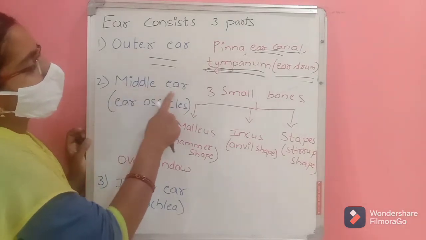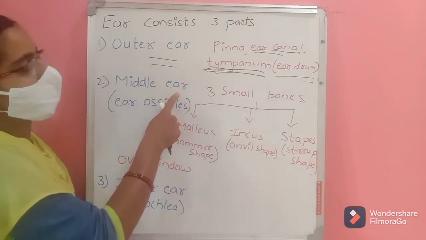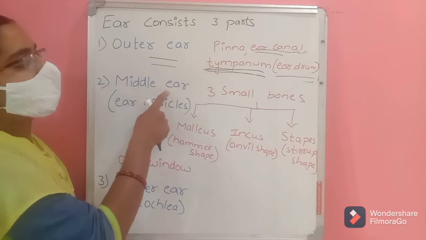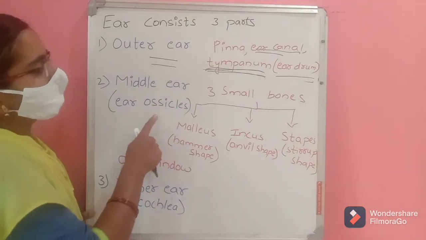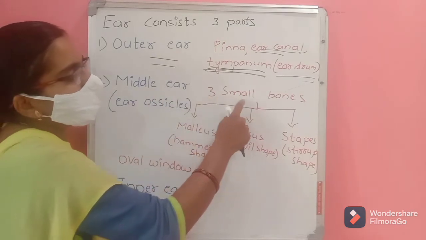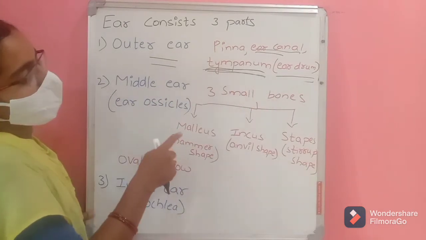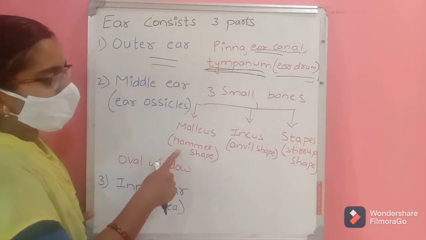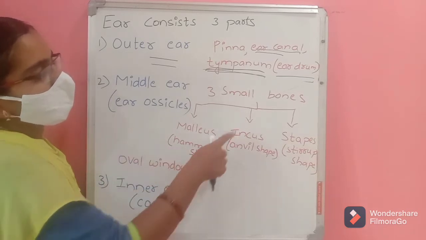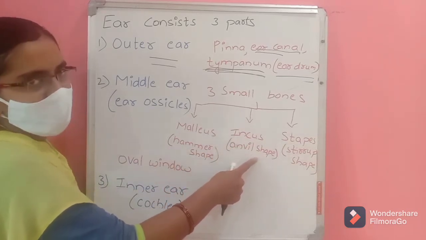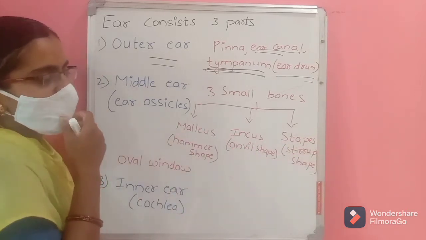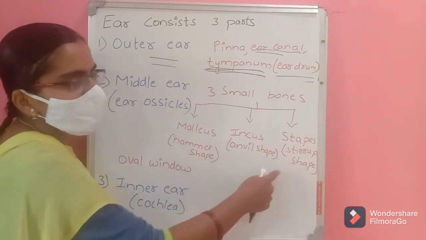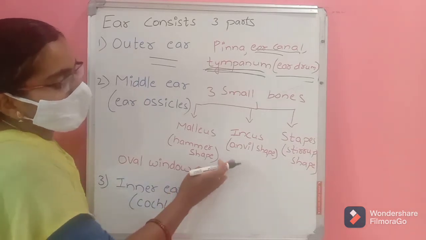Then those sound vibrations go into the middle ear, also called the ear ossicles. The middle ear has three small bones. First one, malleus, in hammer shape. Next, incus, anvil shape. Next, stapes, stirrup shape. To know these shapes, just search in Google.